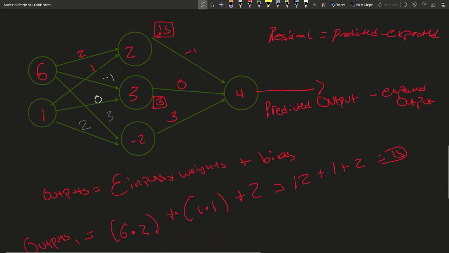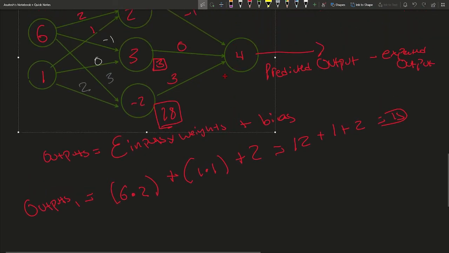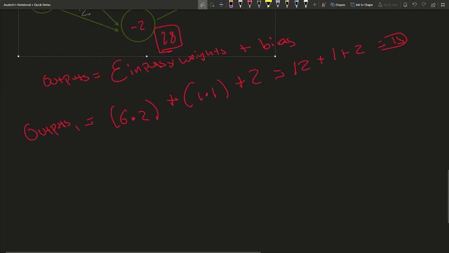I'm boxing in the outputs just for you guys. And let's do this one as well. So 6 times -2, -12, plus 2, we have -10. And then we have 6 times 3, 18, plus 2, so that's 20. 20 plus -2 is 18. There we are. And now that we have these 3 outputs, we can treat them as our inputs for this layer now. So we have our outputs is equal to, we can write predicted output actually, it's the final one.